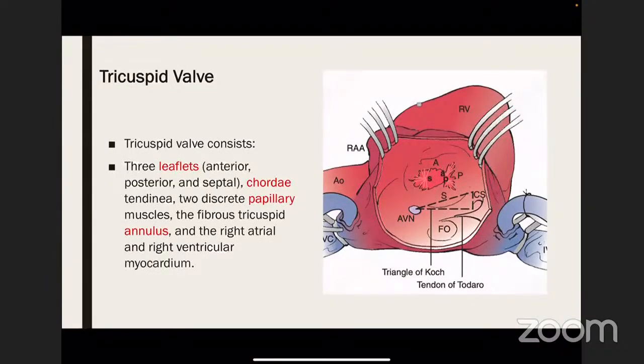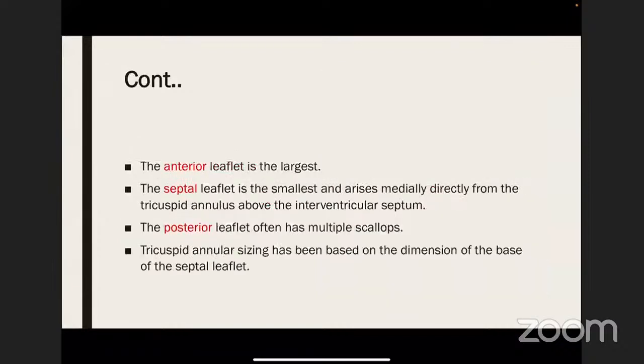The tricuspid valve consists of three leaflets: anterior, posterior, and septal, chordae tendineae, two discrete papillary muscles, the fibrous tricuspid annulus, and right atrial and right ventricular myocardium. The anterior leaflet is the largest, the septal leaflet is the smallest and is directed medially directly from the tricuspid annulus above the interventricular septum. The posterior leaflet often has multiple scallops.